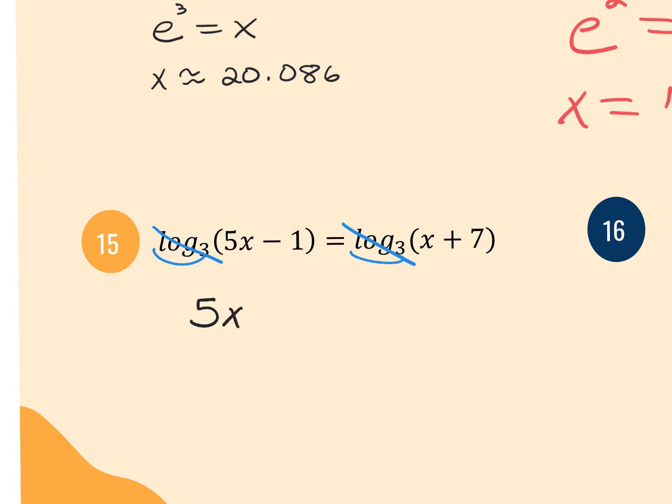So I'm going to solve 5x minus 1 equals x plus 7. I'm going to move the x to the other side.